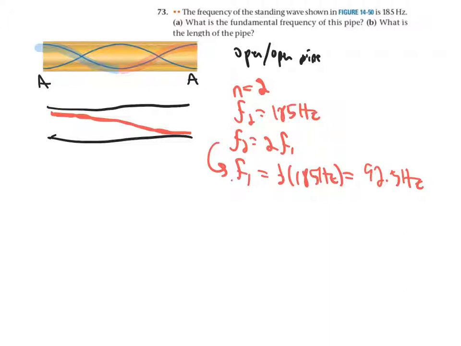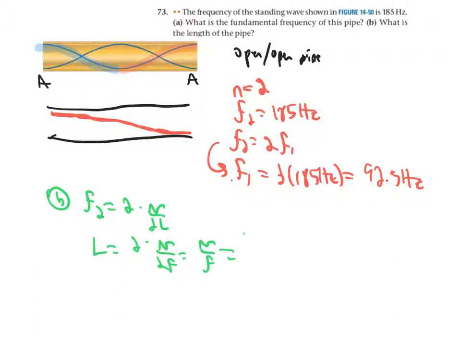But to get the length, which is part B, we're going to have to go through and say, okay, well, we know that F2 is 2 times V over 2L. That's the easiest way to do that, probably. So L is 2 times V over 2F, which of course is just V over F. We need a V, and following Walker, we'll just assume room temperature, which is 343 meters per second.